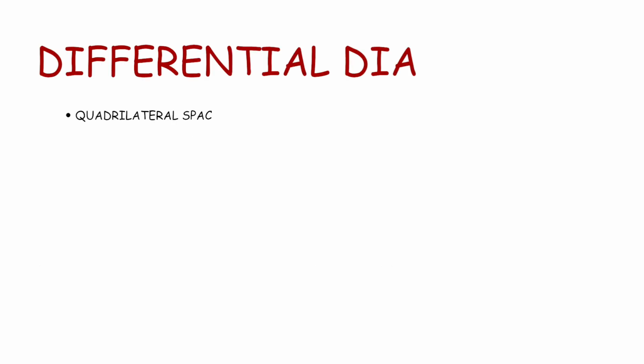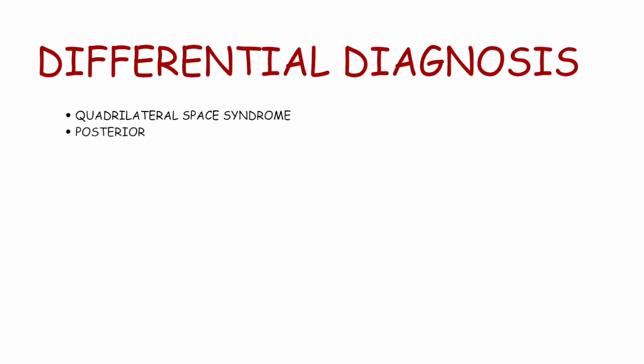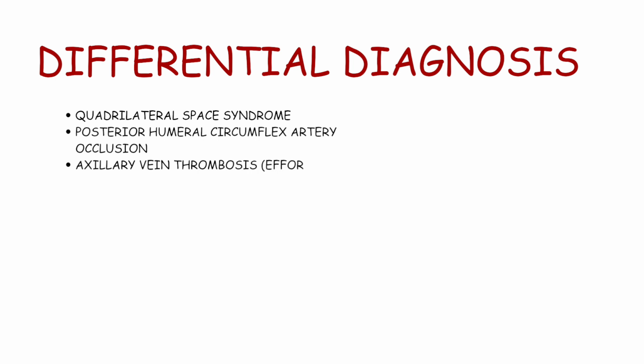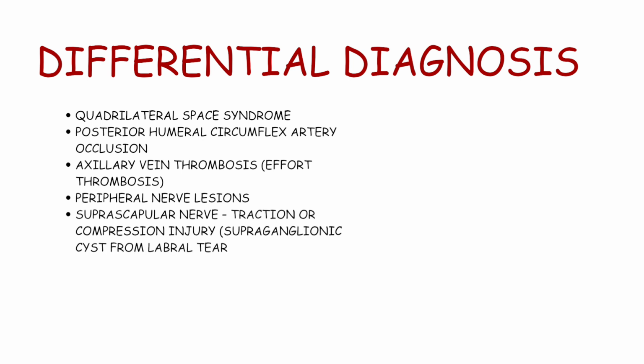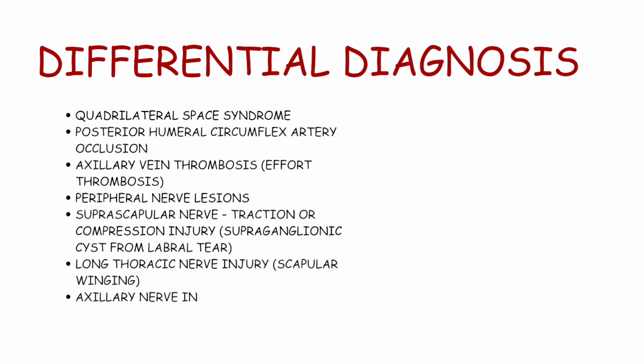Differential diagnosis of thoracic outlet syndrome. Quadrilateral space syndrome. Posterior humeral circumflex artery occlusion. Axillary vein thrombosis, effort thrombosis. Peripheral nerve lesions. Suprascapular nerve, traction or compression injury, supraglenoid cyst from labral tear. Long thoracic nerve injury, scapular winging. Axillary nerve injury, shoulder instability, surgical injury.